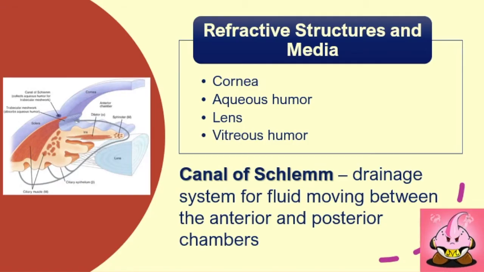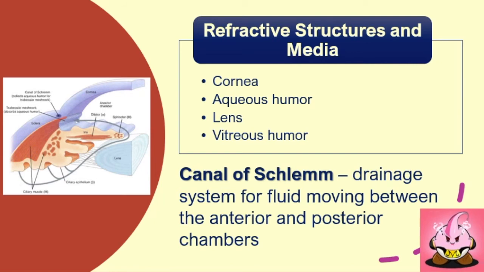Next, you have the refractive structures and media. So this would talk about your cornea, your aqueous humor, your lens, and your vitreous humor. Okay, so later on, we'll talk about the aqueous and vitreous humor. Allow me to focus your attention first on the lens. Your lens is considered to be a transparent biconvex structure. Again, it's biconvex, located directly behind your iris and pupil. One of its functions is to refract light rays to focus them on the retina.